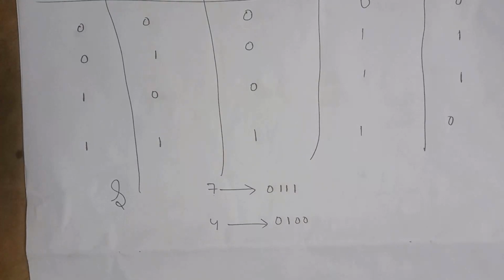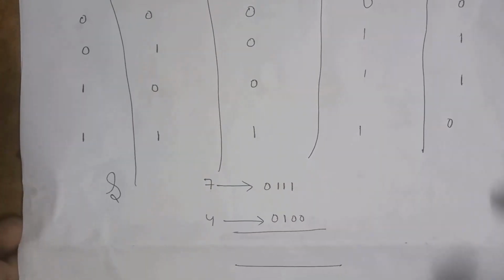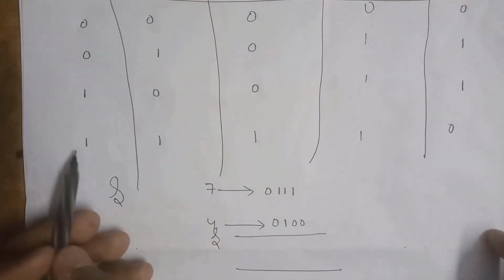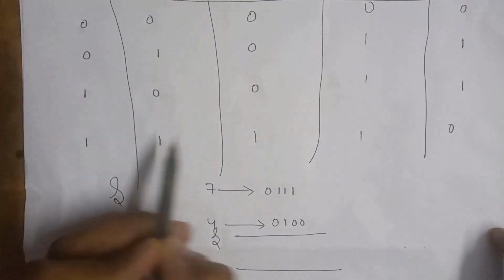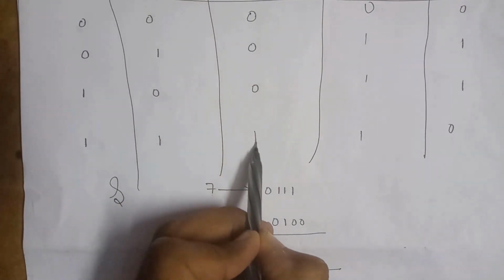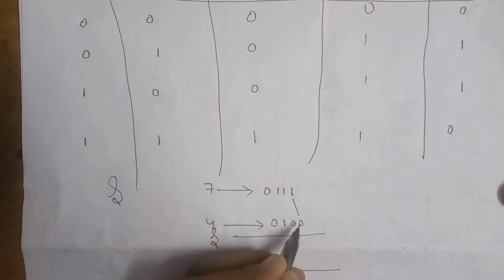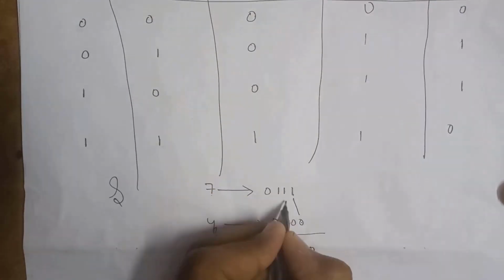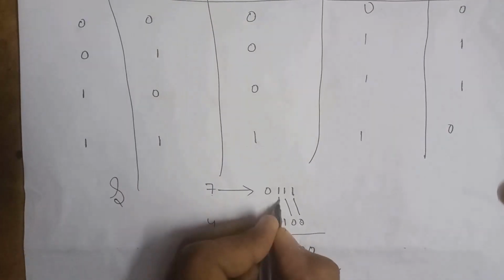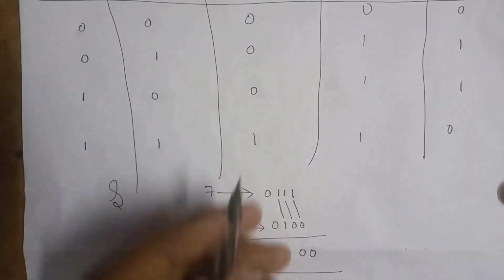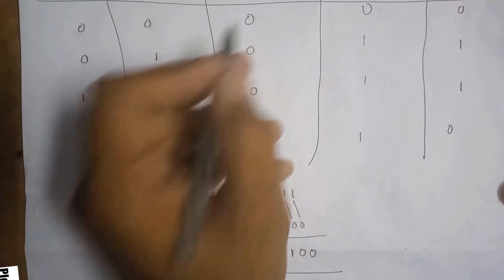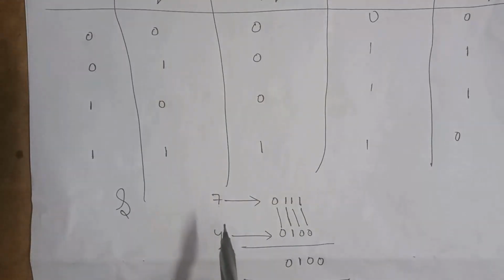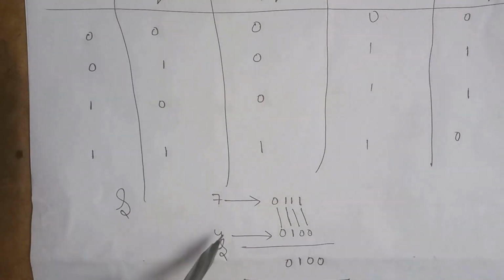Now you need to compare both bits. Now we are performing bitwise AND for this. For bitwise AND, if both values are 1, the result will be 1, else the result is 0. So compare both, starting from the last. 1 and 0, that means the value is 0. Next 1 and 0, value is 0, and for 1 and 1, value is 1, and for 0 and 0, value is 0. After performing bitwise AND for 7 and 4, we got the result 0, 1, 0, 0.